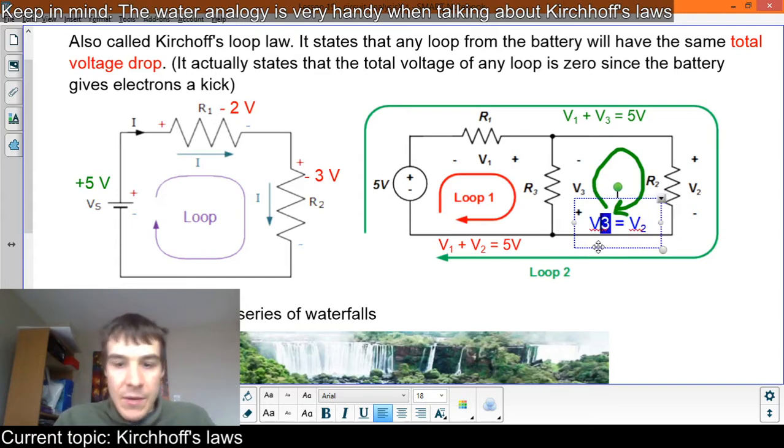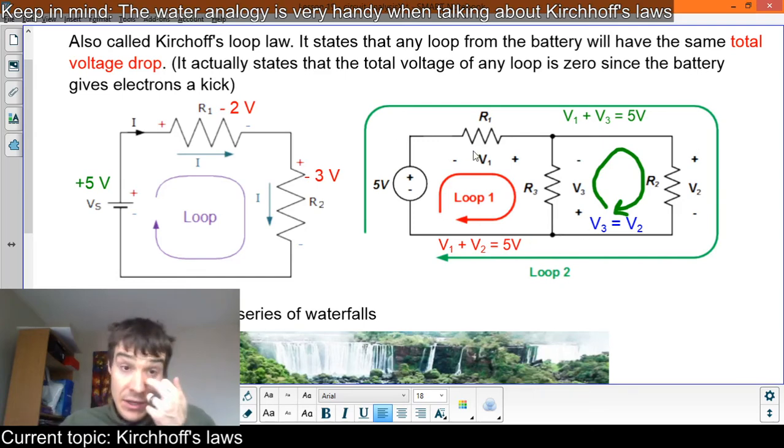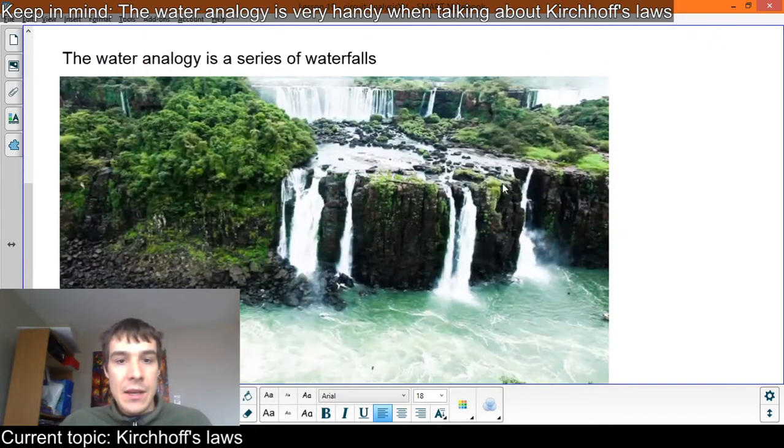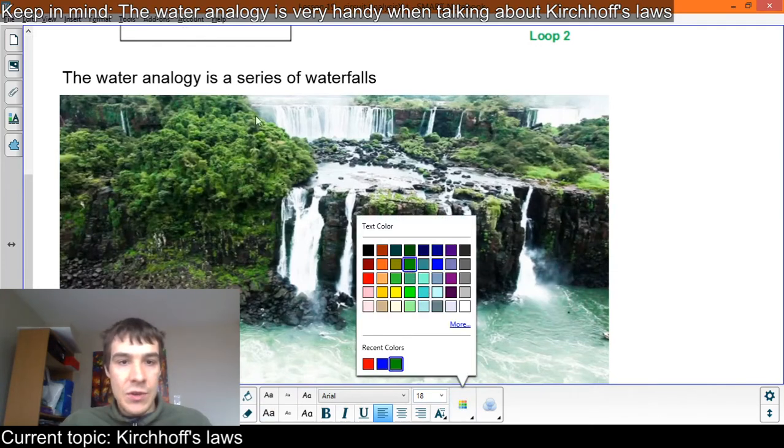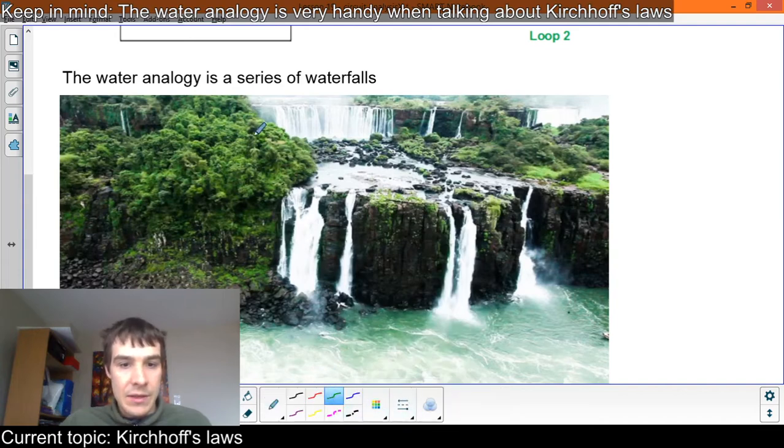And if we think about why, if we use the water analogy, that makes sense, because if it's from here to here is a certain energy drop, it'll be the exact same energy drop from here to here. How can it not be? It's in the same place. So that's Kirchoff's loop law, Kirchoff's voltage law. The analogy here is a series of waterfalls. So you might, for example, have a total voltage drop of, let me change that up. From here to here, that entire drop is going to be the total drop.